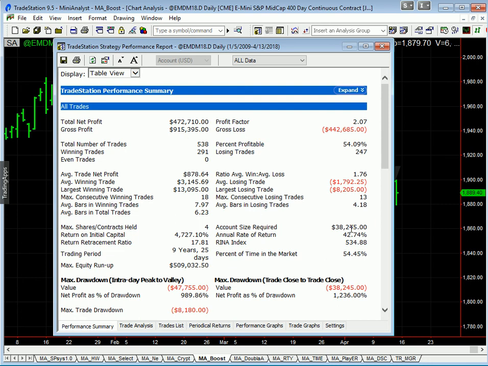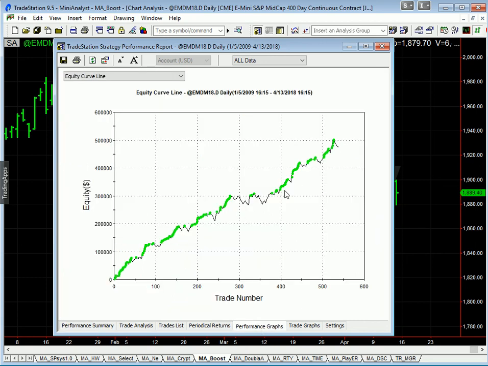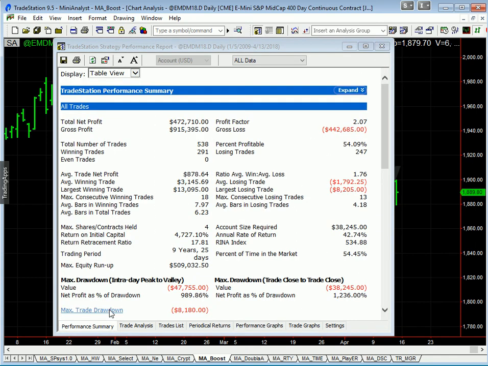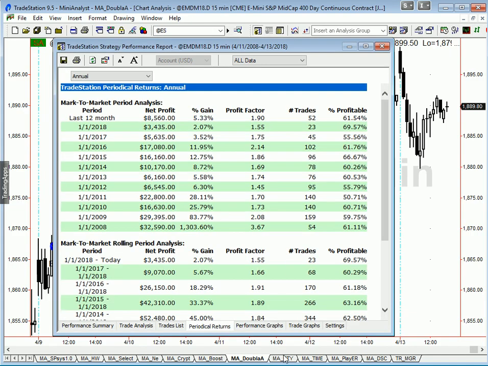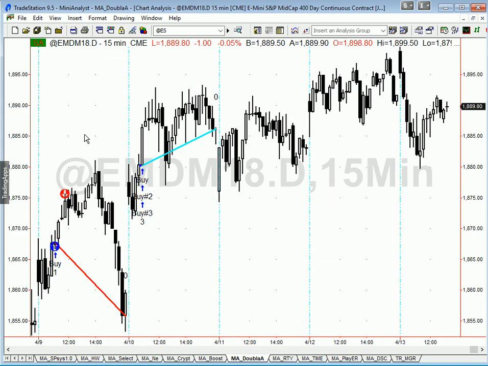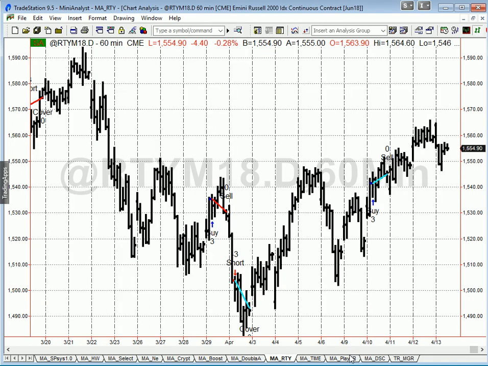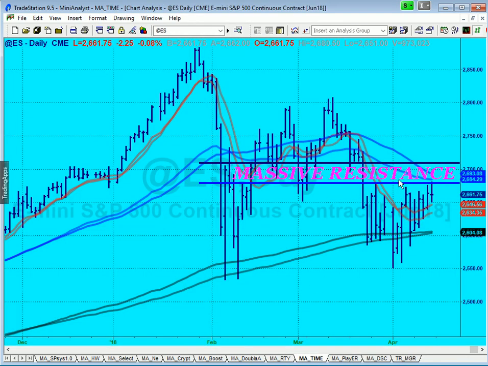$472,000 on $38,000 maximum drawdown over the last 10 years. Wow. So I could make around $75,000 to $80,000 a year on average. I've already made $6,000 this year on the Boost. So there you go. Double is not trading. I'm going to pull those out. And no trades in the Marty. And we're looking, again, at massive resistance.